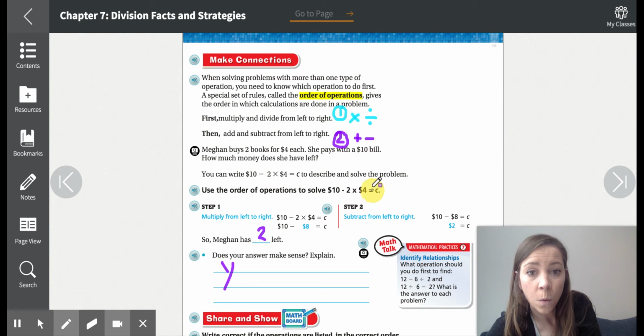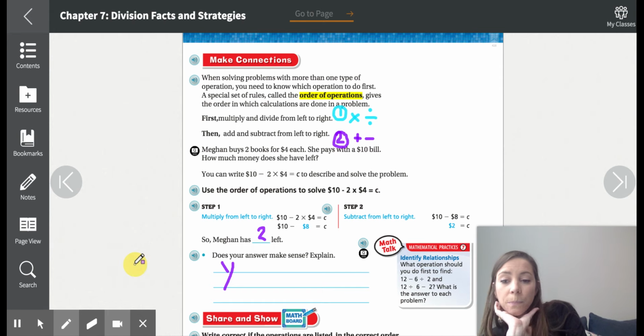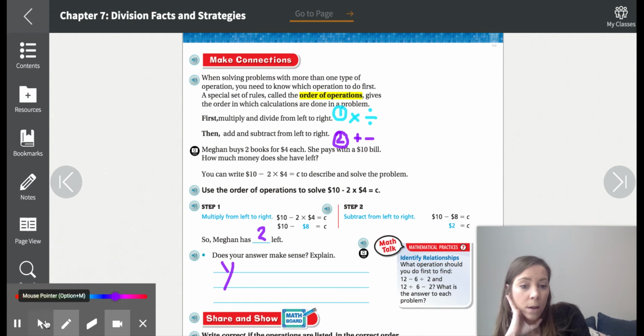Okay, so we did multiplication or division first, and then we went back and saw if there was any addition or subtraction. Okay, so I'm going to pause there and we'll do a new video.